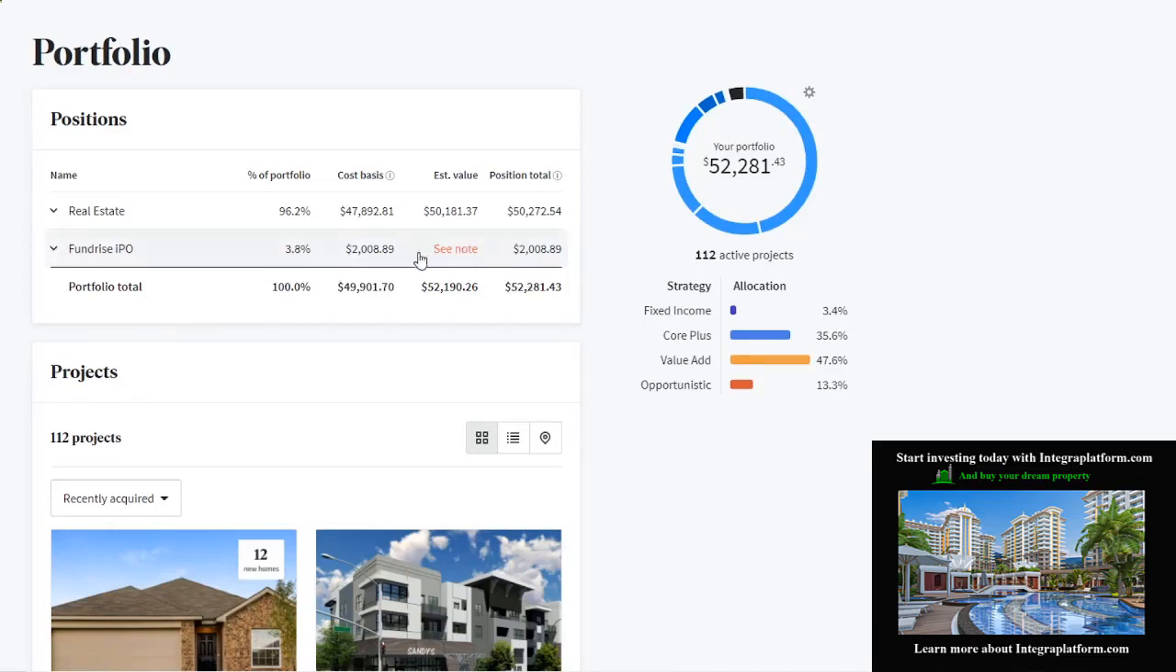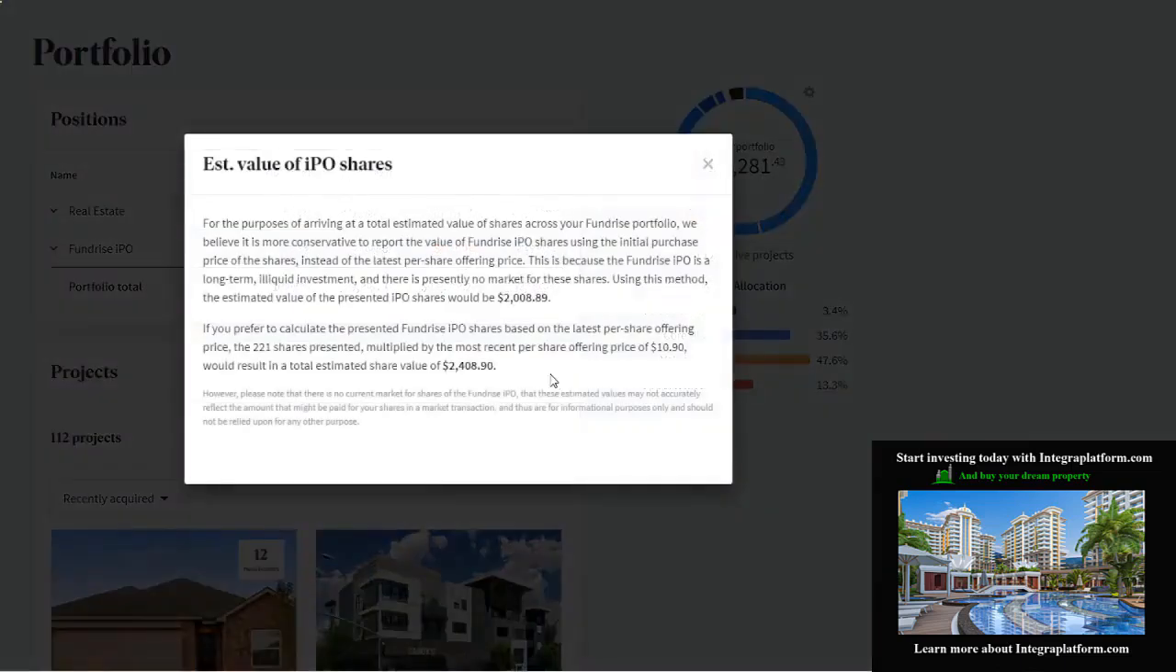Now let me show you here, because over here, you see, I only got $2,000 worth of Fundrise shares. So what we're gonna do is you click see note, and as you see, I bought this in 2020, and as you could see, I paid $2,008, right? And they offered me at a certain price. Now, as you could see, when I got this, I believe maybe a couple of weeks ago in 2021, the latest share price is $10.90.